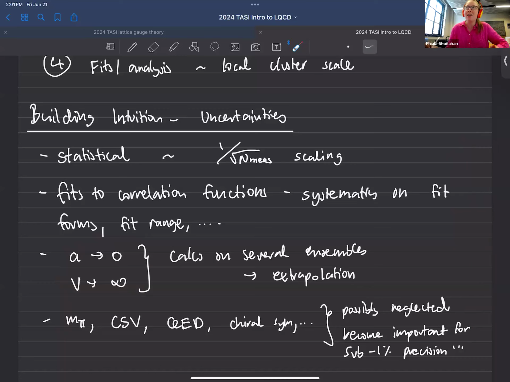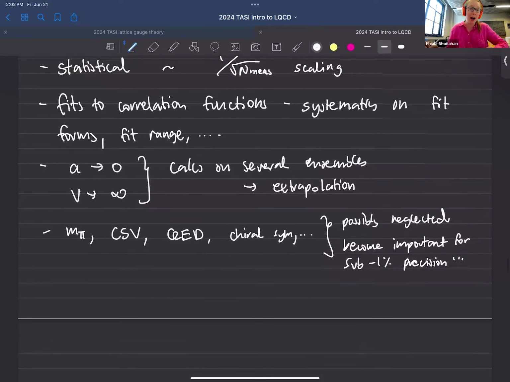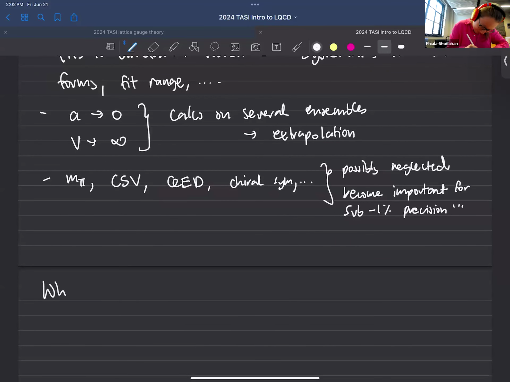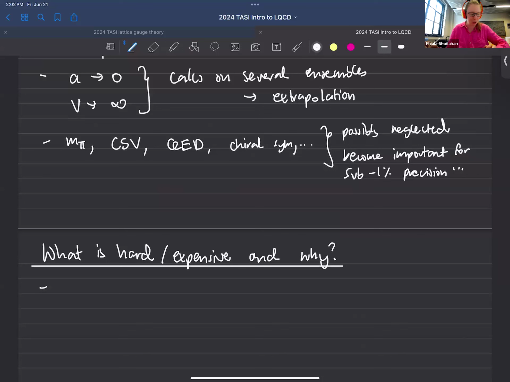Okay, so why did I say in a proof of principle calculation, you might set the pion mass to be larger than physical? So this brings us to the discussion of sort of what is hard and expensive and why. Okay, so as I sort of hinted by saying that you might take the pion mass to be larger than physical, light quark masses can be expensive. And by that, I mean, the lighter the quark mass, the more expensive the calculations can get.